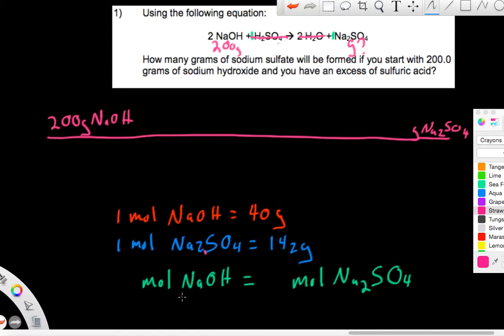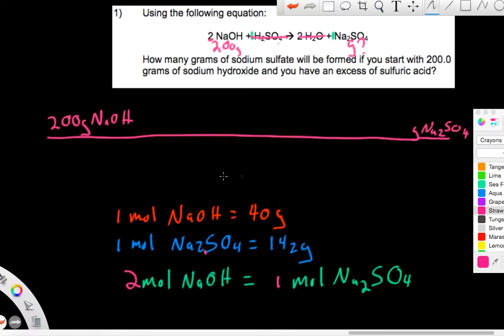So how many moles of NaOH do I need to produce a certain amount of moles of Na2SO4? Well, let's look. Looks like 2 moles of NaOH are required to produce 1 mole of Na2SO4. This is important. I've already done some of the math. If you don't know how I got these numbers here, just check back at a later video. But this is the molar mass conversion of NaOH, 40 grams per mole, and Na2SO4 ends up being 142.